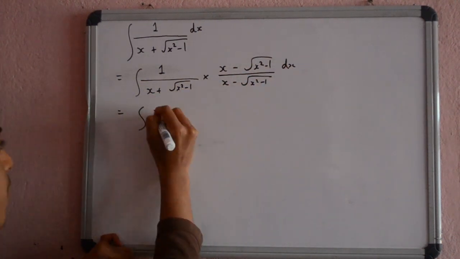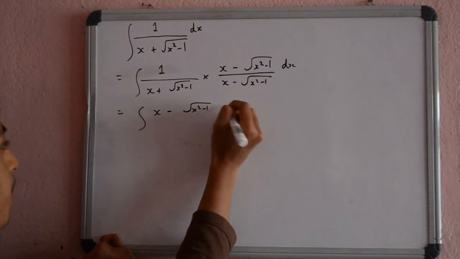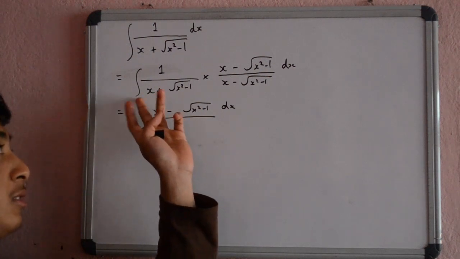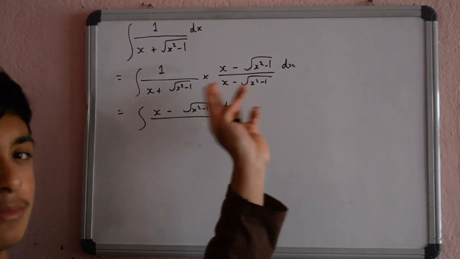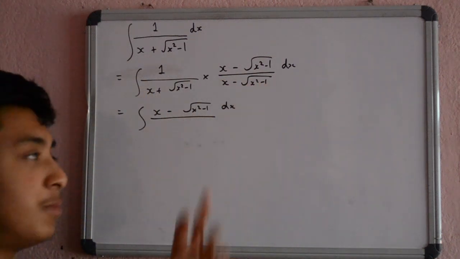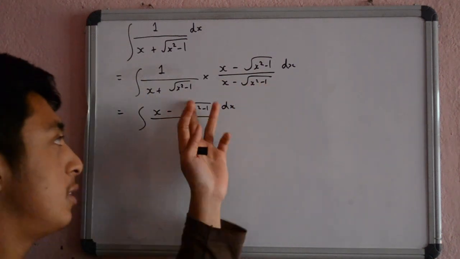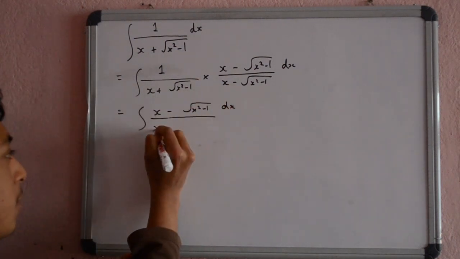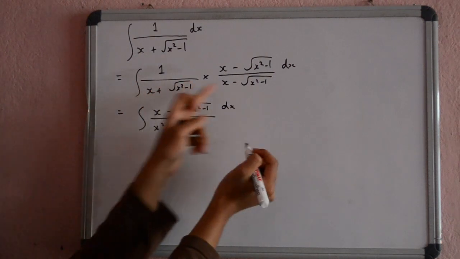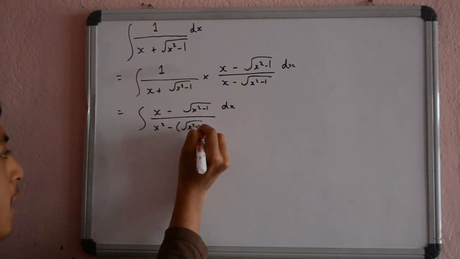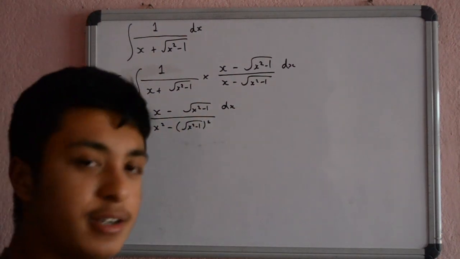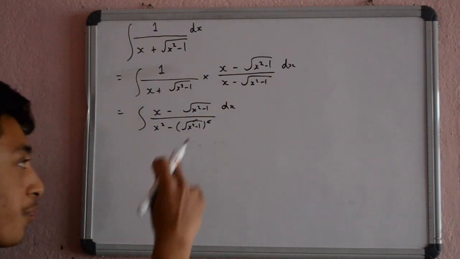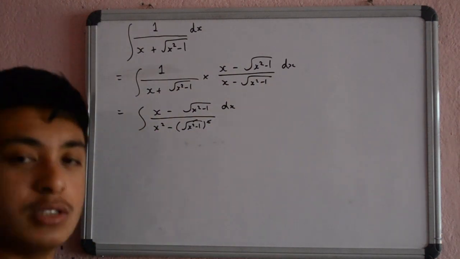So on the top we have x minus root x square minus 1 dx. Here we have something plus something into something minus something, so basically a plus b into a minus b, which is just a square minus b square. So it's just going to be x square minus root x square minus 1 whole square. And here the nice part is the 2 and root cancels, so we have x square minus 1.